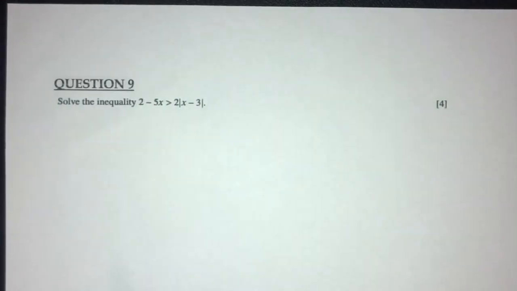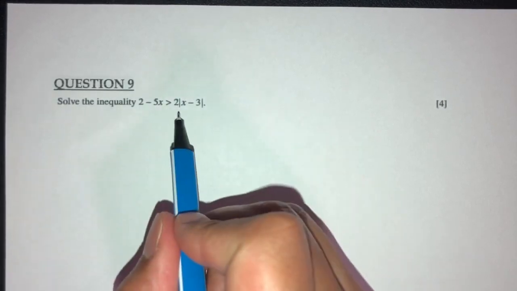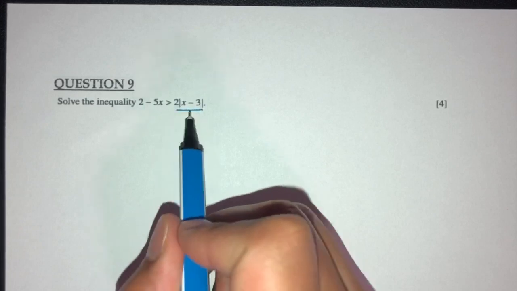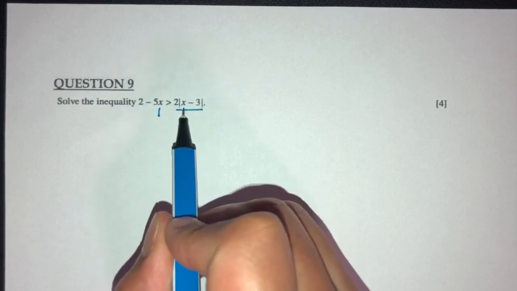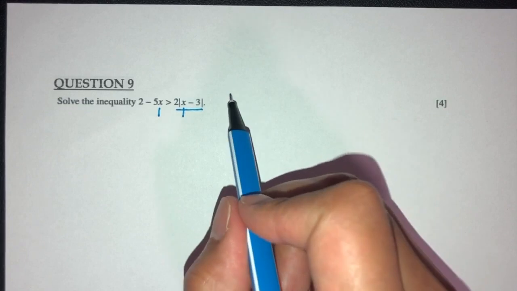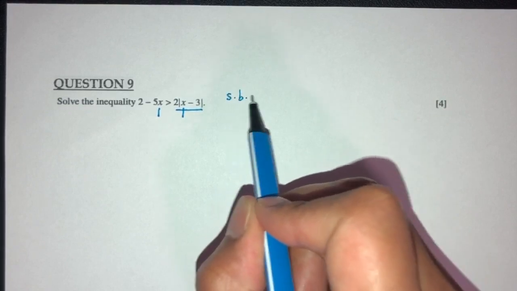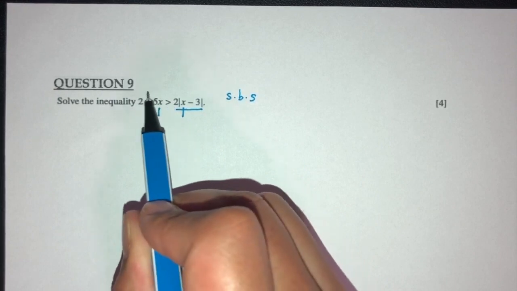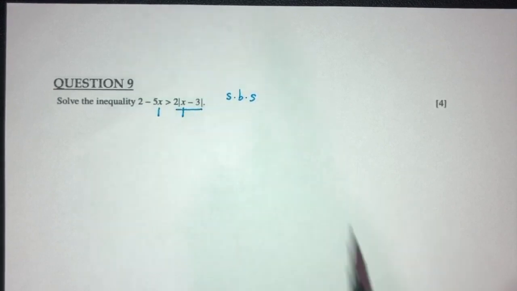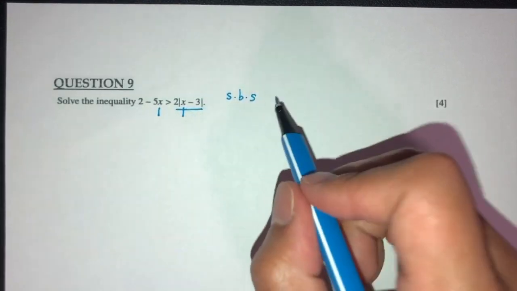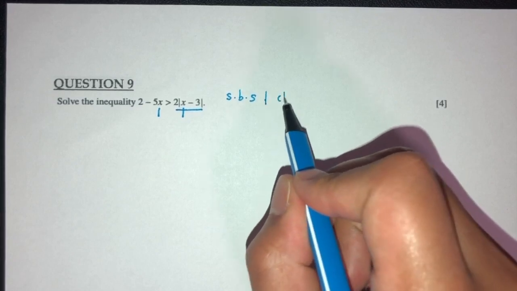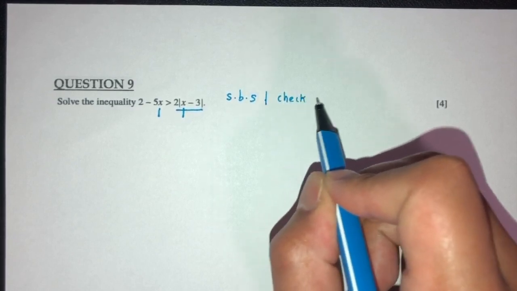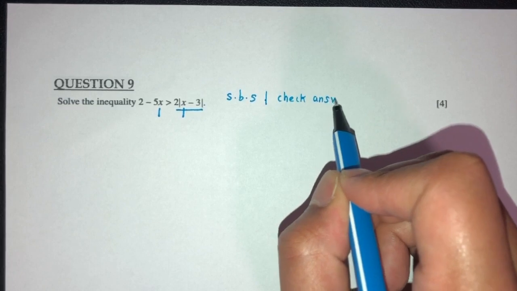Now let's move on to question number 9. Here we have to solve the inequality. In this case, you can see we have modulus on only one side, but we have x on both sides. So what do we do again? We square both sides. But whenever you have something in this form, modulus on one side, no modulus but x on both sides, always remember that we have to check answers at the end. Check answers at the end whenever you have something in this form.